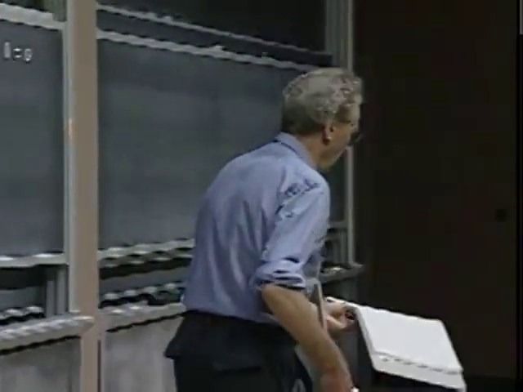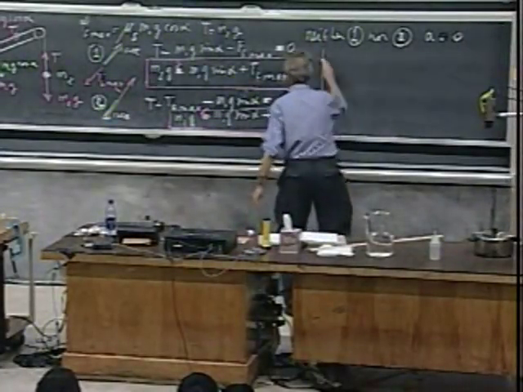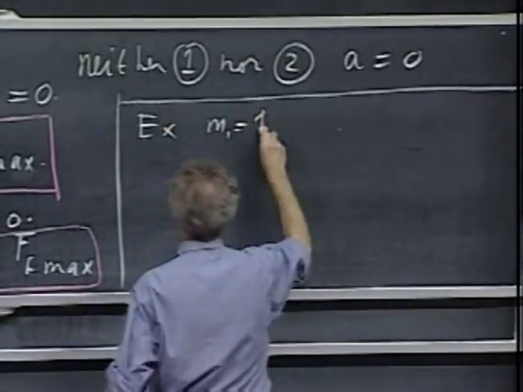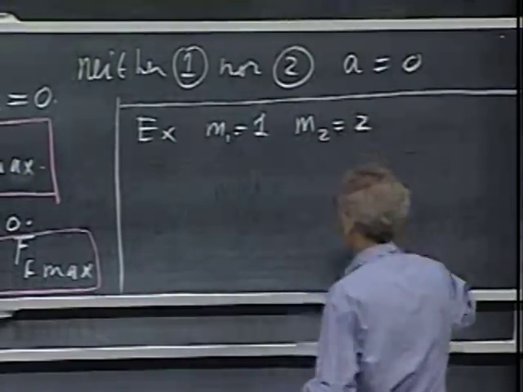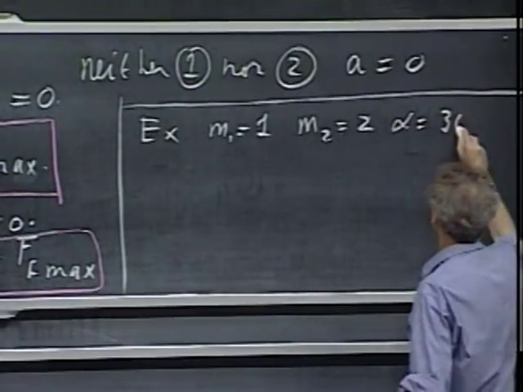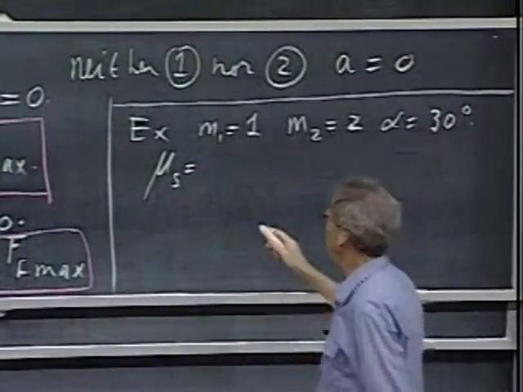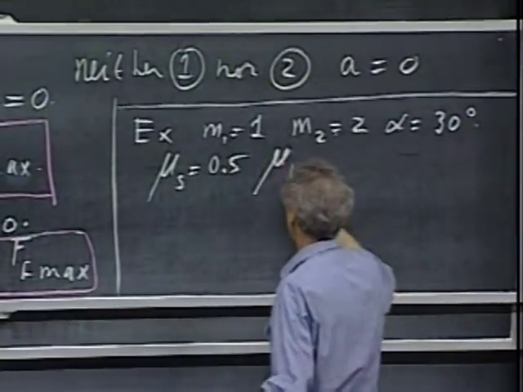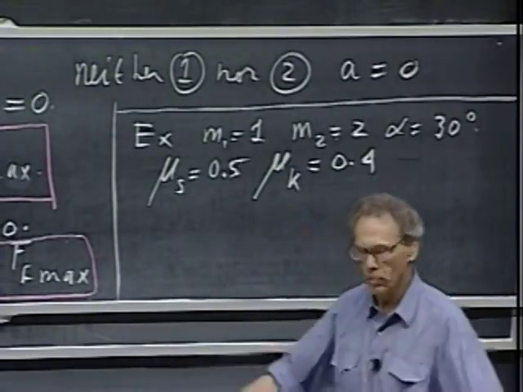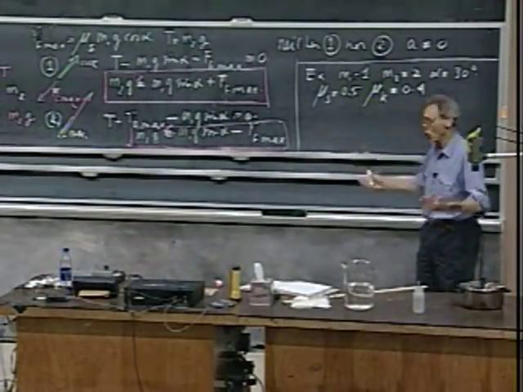Let us take a very simple example so that you see this at work. So we have an example here. And in my example, I have M1 equals 1 kilogram, M2 equals 2 kilograms. Can't make the numbers much simpler. I take alpha equals 30 degrees. I take a static friction coefficient, which is 0.5. And I take a kinetic friction coefficient, which is a little less, which is 0.4. The question is now, is it going to accelerate uphill, or accelerate downhill, or no acceleration at all?